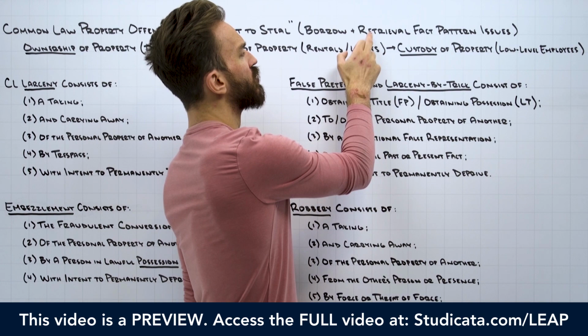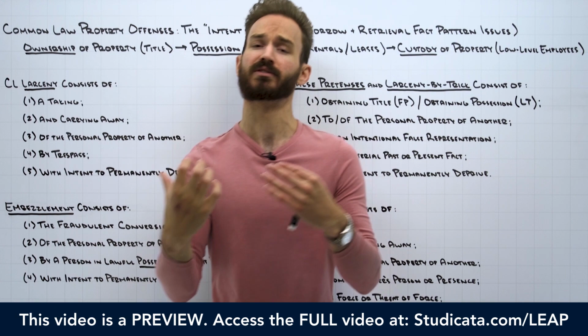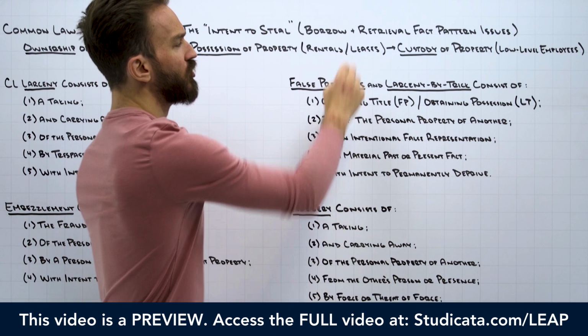But what is the retrieval fact pattern? First, that's the borrowing fact pattern. That would be, right, I borrow the tape measure. My intention is to give it back. As long as I have the intention to borrow, not the intent to steal, I cannot be liable for any of these property offenses. What's the intent to retrieve?